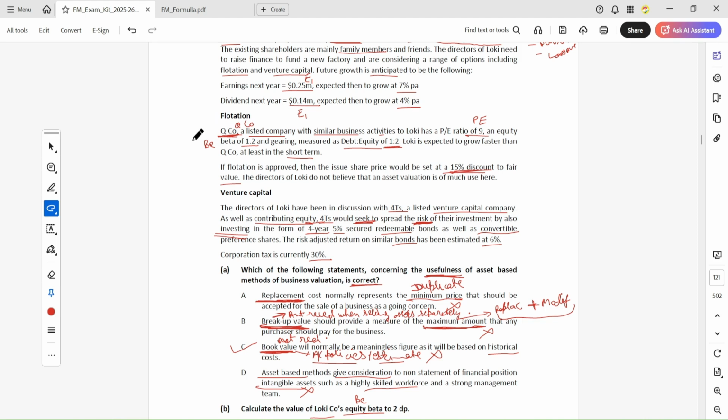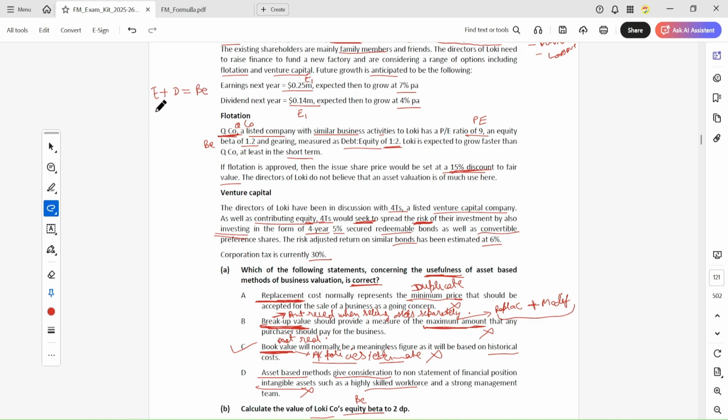Now we have to calculate the beta equity of our company. We are given the equity beta of another company. So let's first understand what equity beta and asset beta are. Equity beta is when a company is financed by equity plus debt. When a company is financed by equity and debt, the metric for measuring its risk is beta equity.